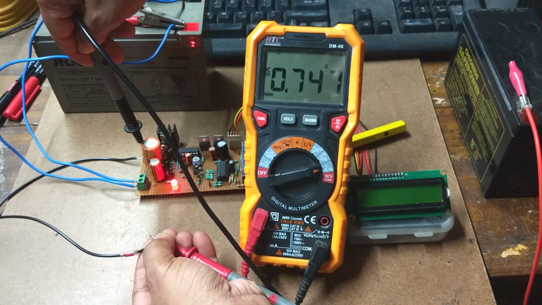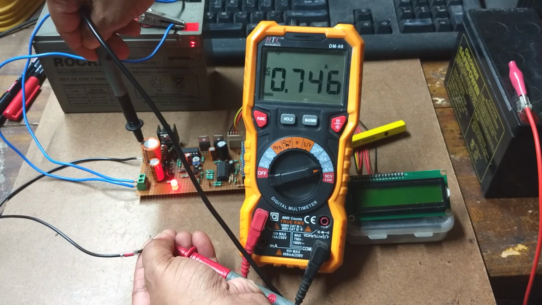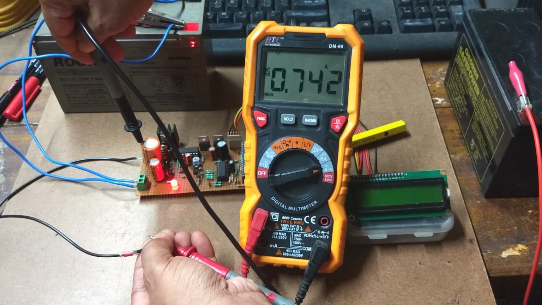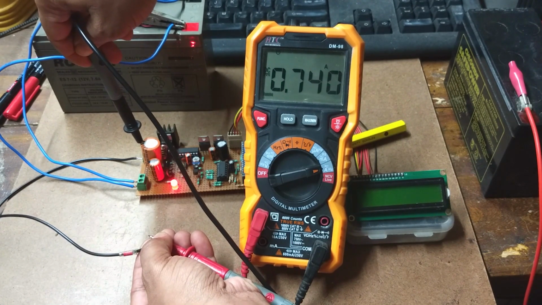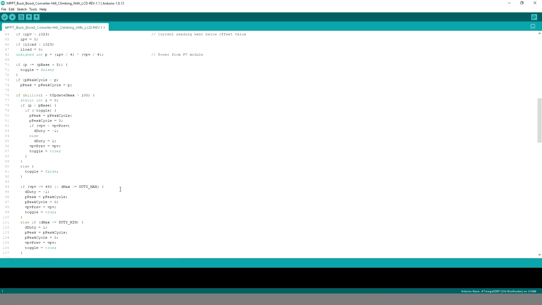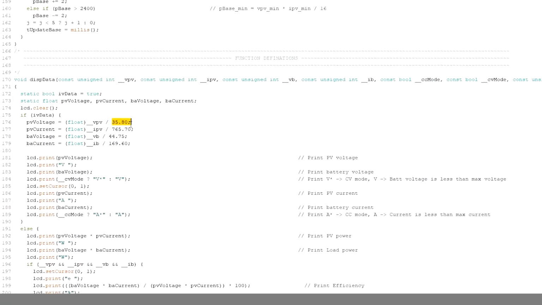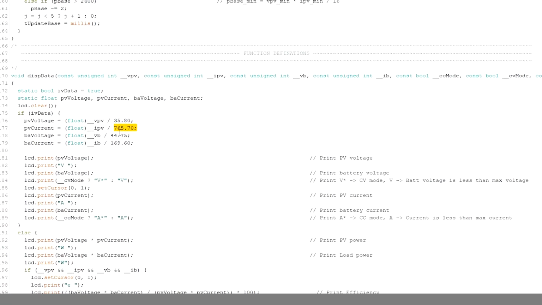And short circuit current is 0.74 ampere. Both are very close to what we got in our simulation result. So we are supposed to get a maximum power of around 13 watt. Let's see what our controller does.